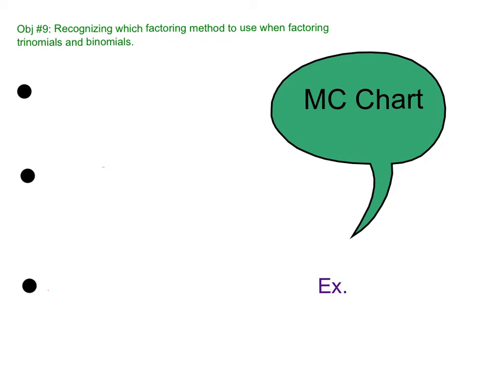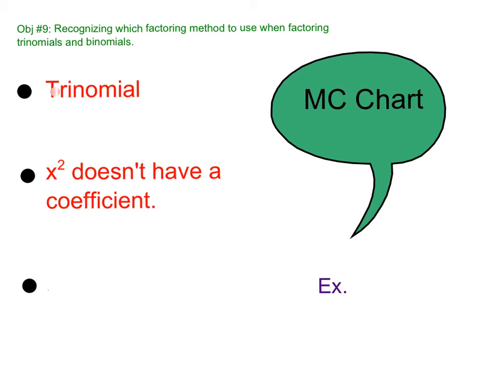All right, so next is our multiply combine chart. So I said in the last one, what must be true for that one? It has to be a trinomial. We only use the MC chart when we have 3 terms. And that highest term has to be an x squared. X squared doesn't have a coefficient. So you're not allowed to have a number in front of x squared to use your multiply combine chart.